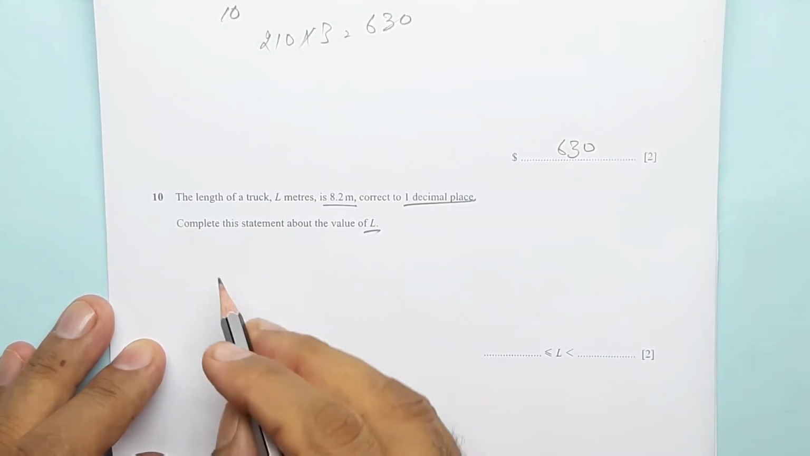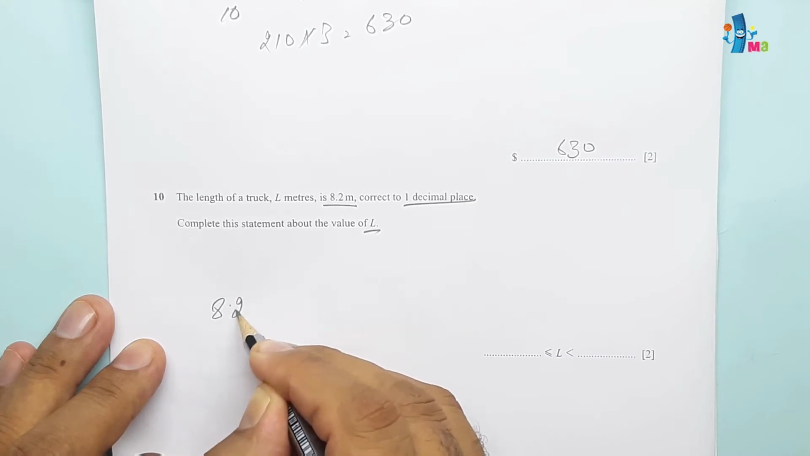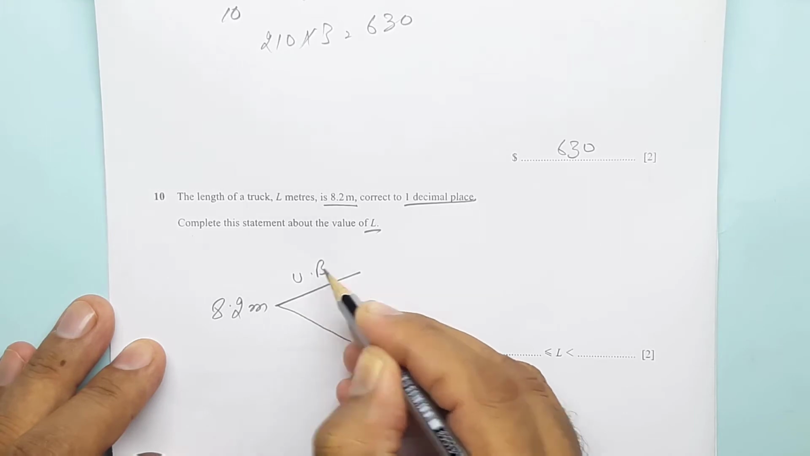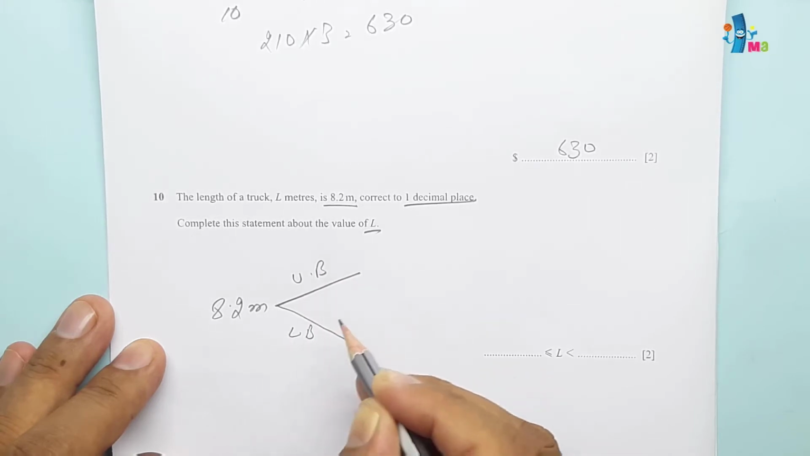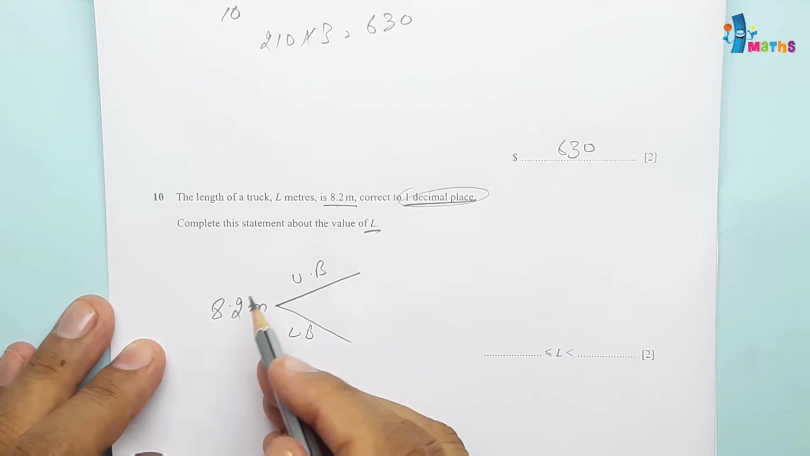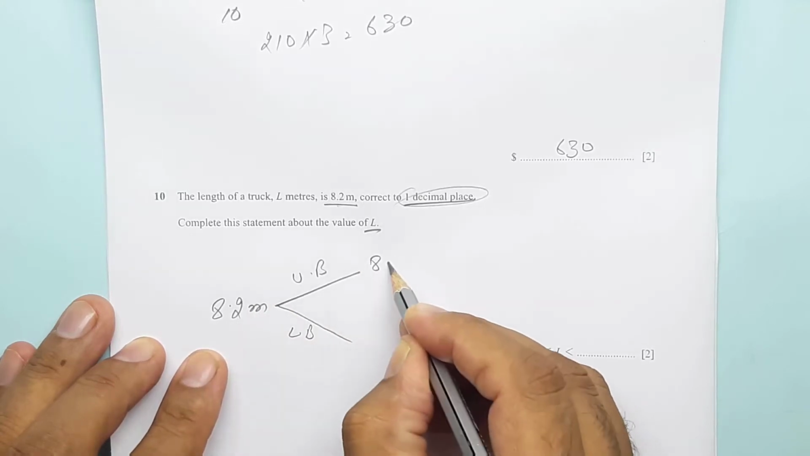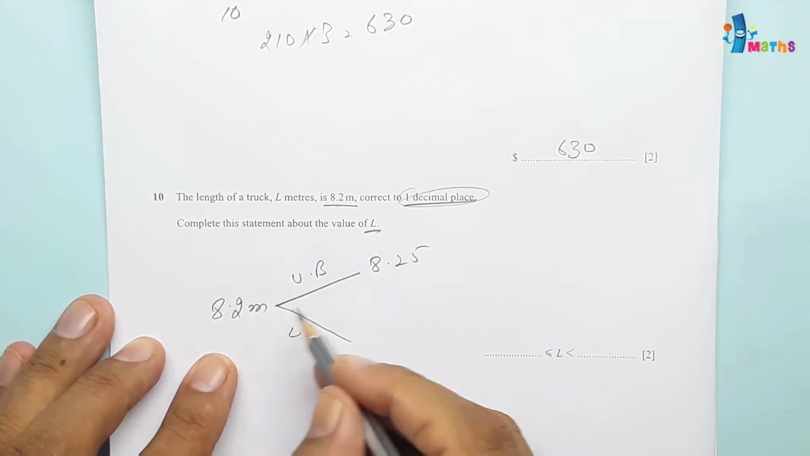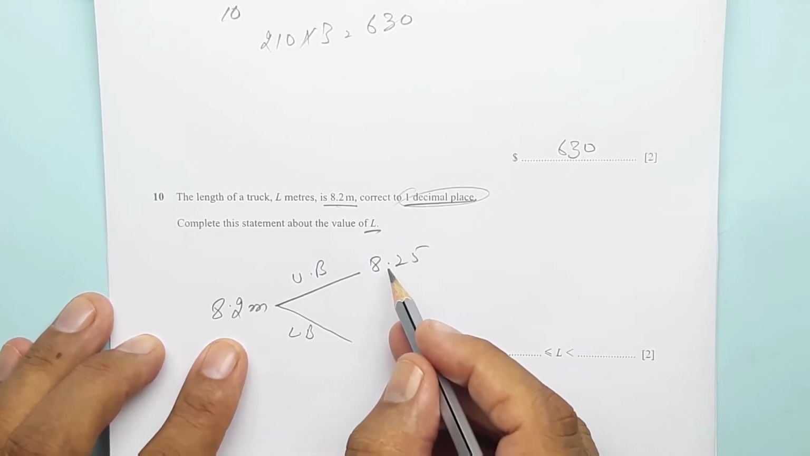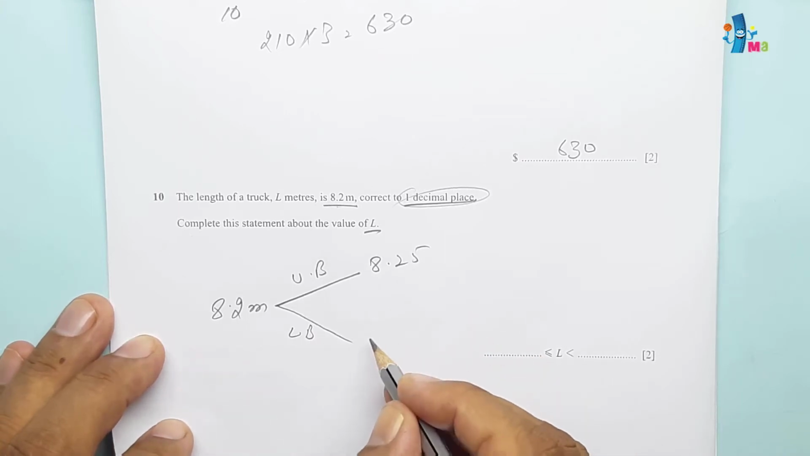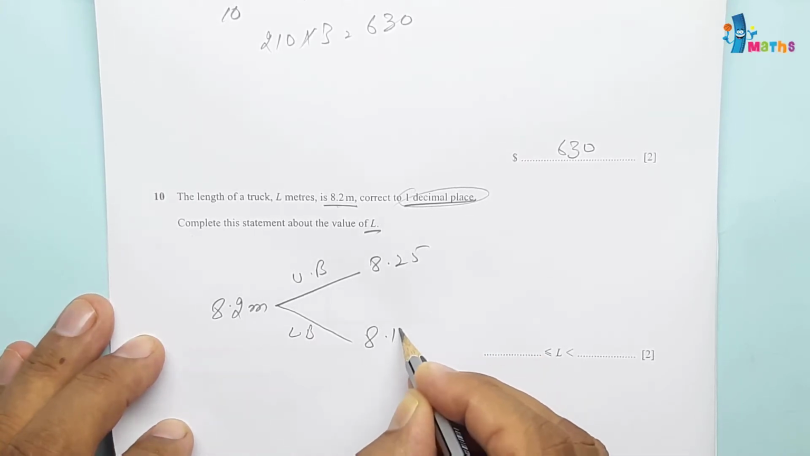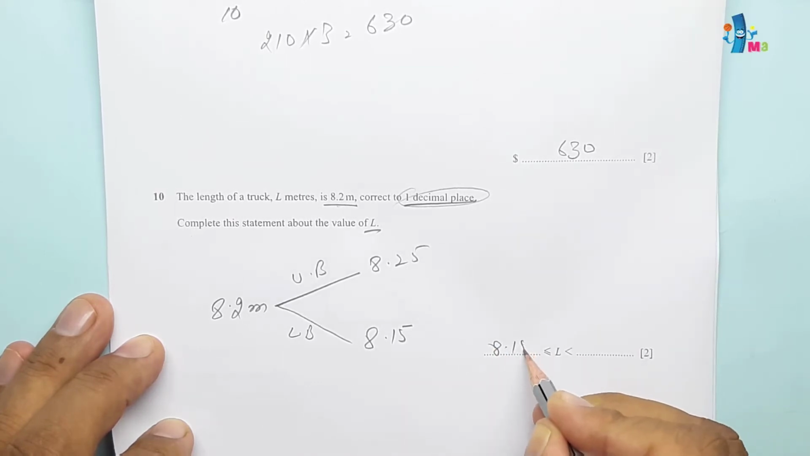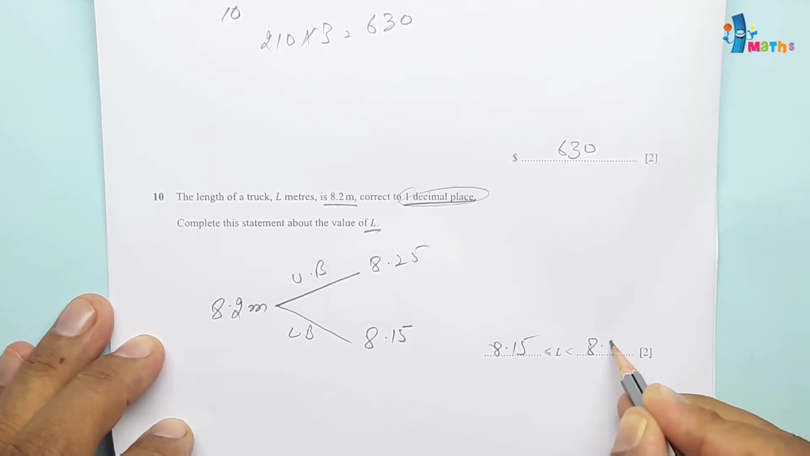So this statement we have to complete. So 8.2 meters, upper bound and lower bound. This will be upper bound, this will be lower bound, and it's one decimal place. So we can write 8.25 as the upper bound, and we'll have to subtract and add 0.05. So if we subtract, it will be 8.15. So the lower will be on this side 8.15, and upper will be on this side 8.25.